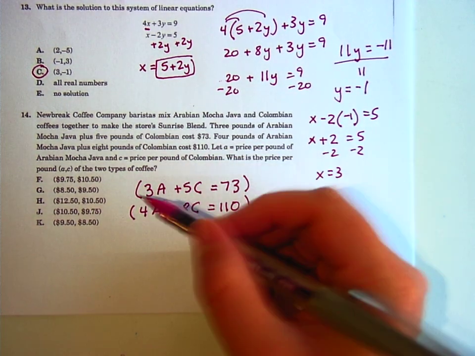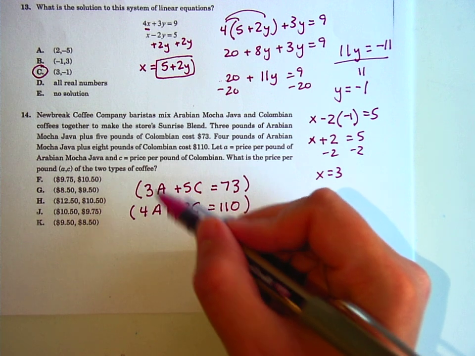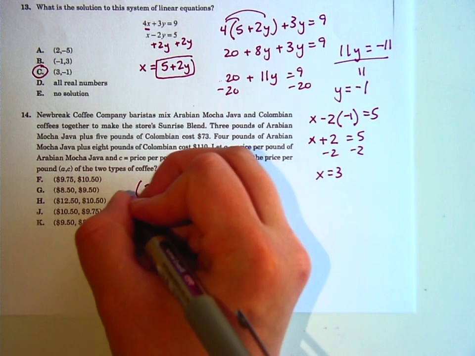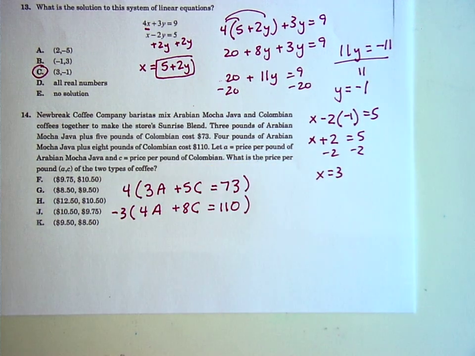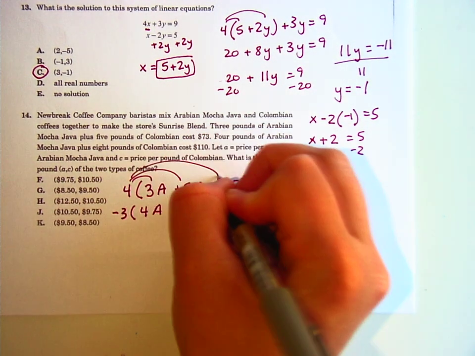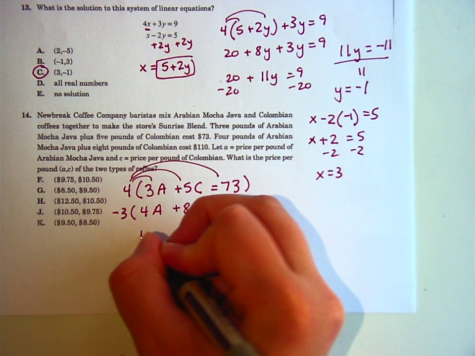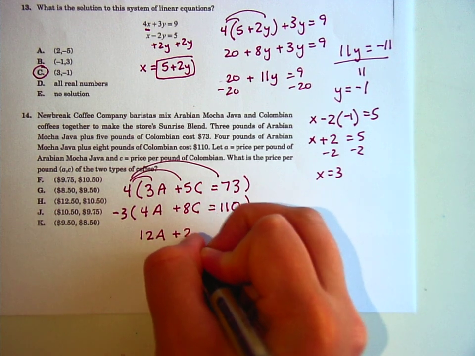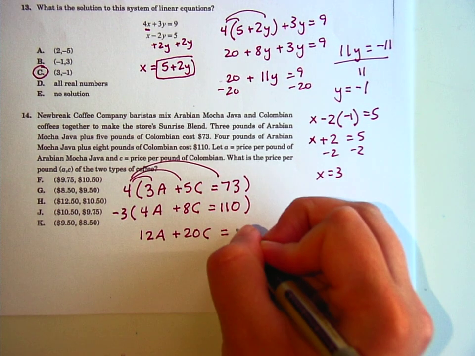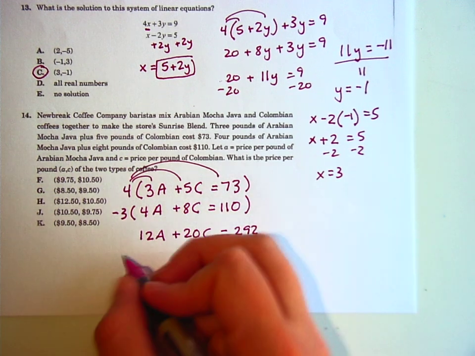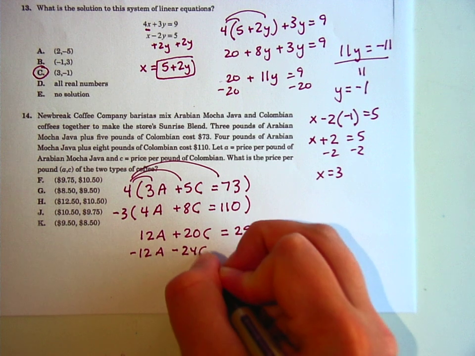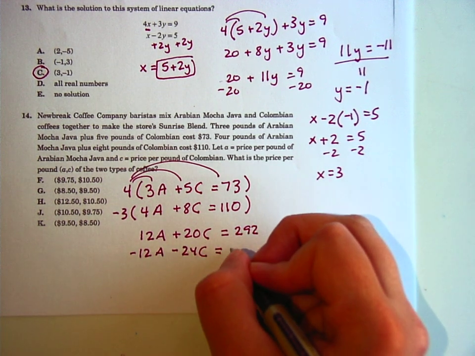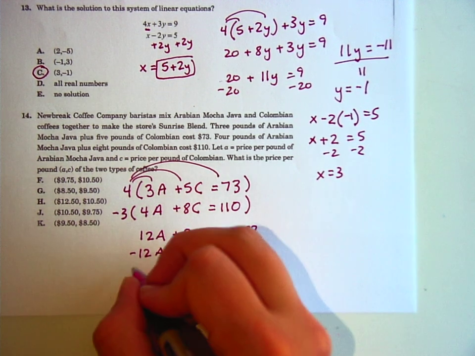I'm going to try to get both of the A's to equal 12 because 3 and 4 both go into 12. So the top one, I'll make +12, that's 4 times 3, and the bottom one I'm going to try to get to -12, which is -3 times 4. So remember, you've got to distribute it to all of those things. So that is 12a plus 20c equals 292, and the other one is -12a minus 24c equals -330.